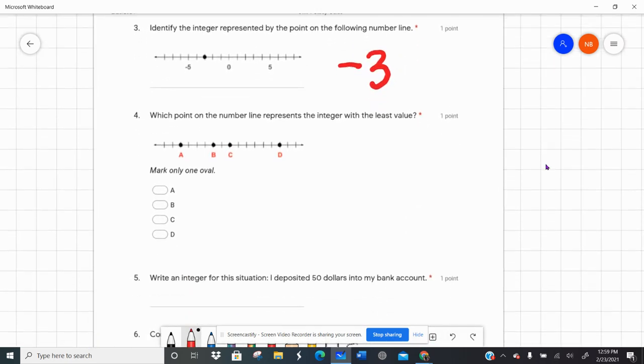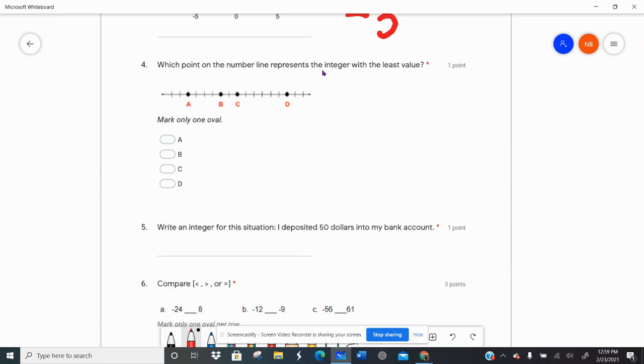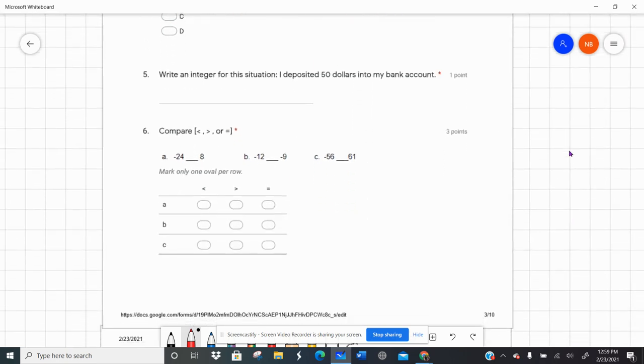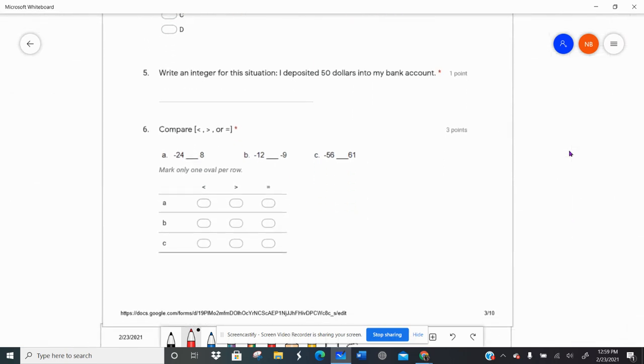All right, let's look at the next one. It says, which point on the number line is represented by the integer with the least value? So least means left. So I'm going to look for the number all the way to the left. It doesn't matter if these are all positives or all negatives, but we're going to go all the way to the left. And right here is our smallest number, so it's A. Remember, left is least.